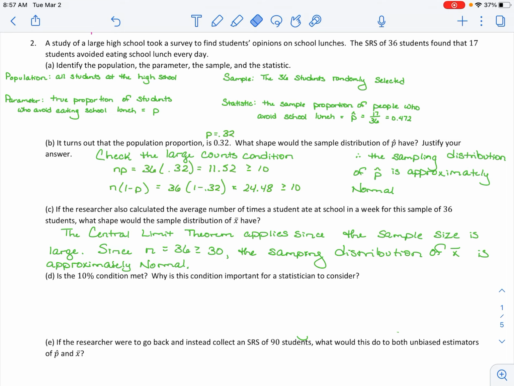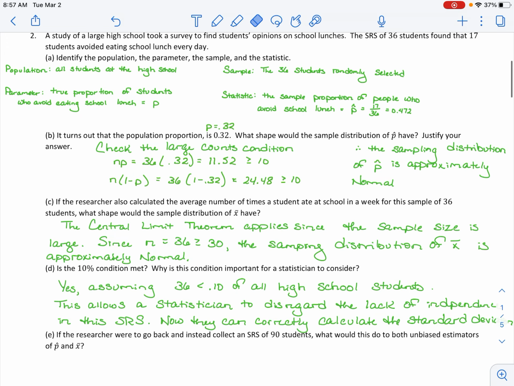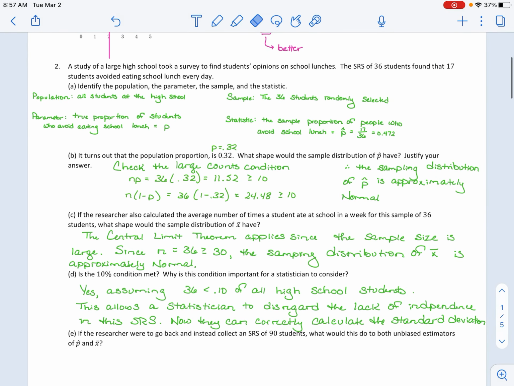Then part D asks about the 10% condition. This applies to both of these sampling distributions, the one for p hat and the one for x bar. Is the 10% condition met, and why is this condition important for a statistician to consider? The 10% condition is making sure that your sample size is small enough. Because my sample size is presumably less than 10% of all high school students, since it's said to be a large high school, I can essentially ignore the lack of independence in this problem.